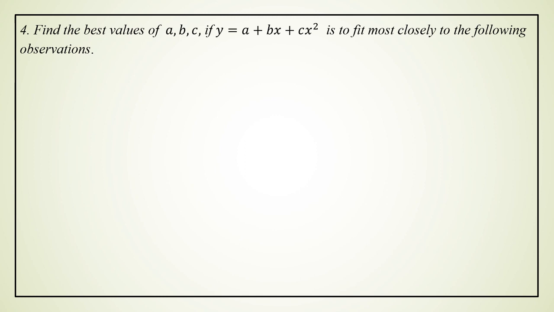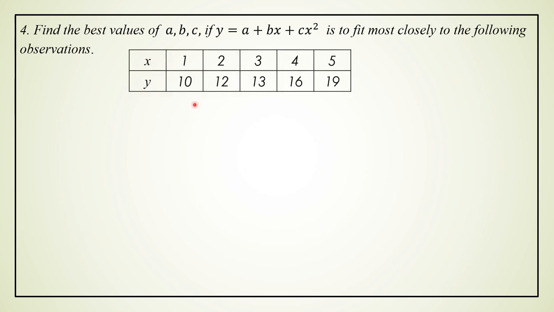Next we will fit a second degree parabola of the form y is equal to a plus bx plus cx square for the following observations. The value of y is 10 when x is equal to 1, it is 12 when x is equal to 2, 13 when x is equal to 3, 16 when x is equal to 4, and 19 when x is equal to 5. So let me first obtain the normal equations of this equation.